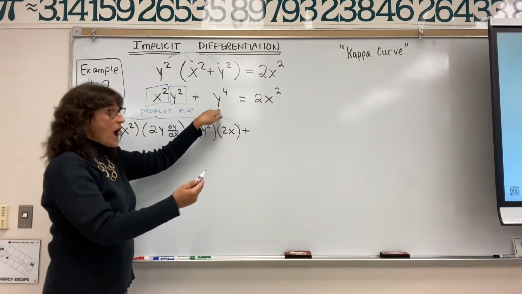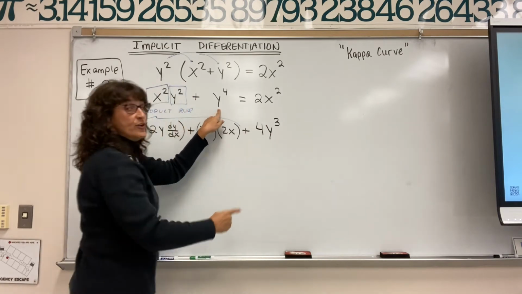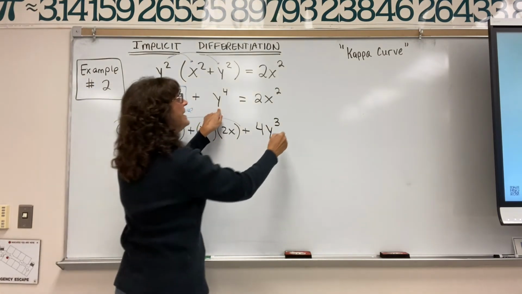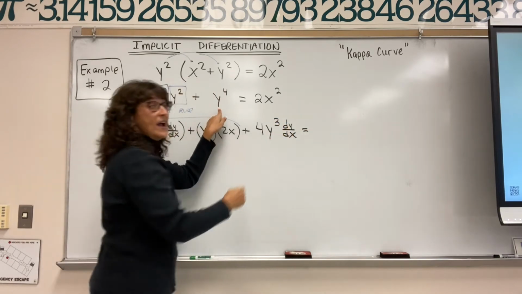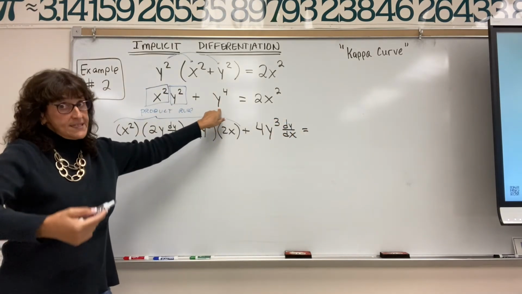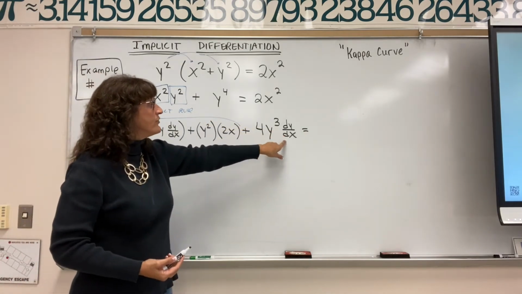What's the derivative of y to the fourth? The derivative of y to the fourth is 4y to the third. We just differentiated a y. That's the derivative of y with respect to x. When you differentiate a y term, follow it up with dy dx, because we're differentiating every term with respect to x. That's a derivative of y with respect to x.